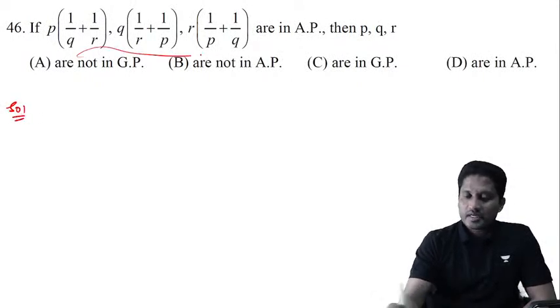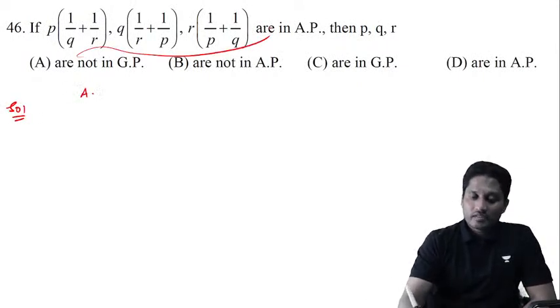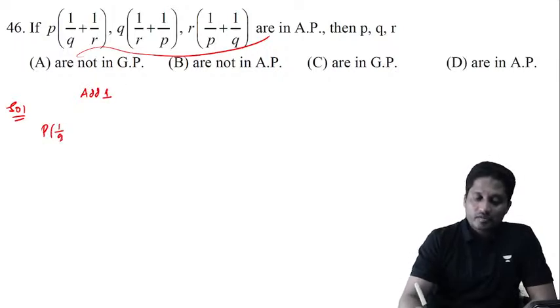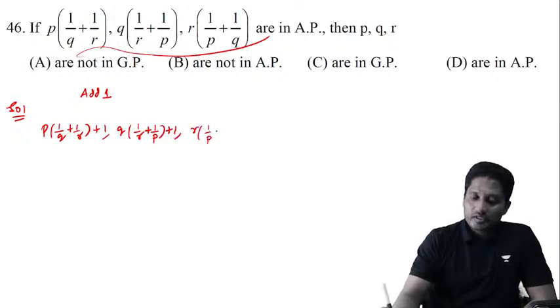See, these numbers are in AP, right? If I add 1, still the numbers will be in AP only. P into 1 by Q plus 1 by R plus 1, Q into 1 by R plus 1 by P plus 1, and then R into 1 by P plus 1 by Q plus 1, this is still in AP.